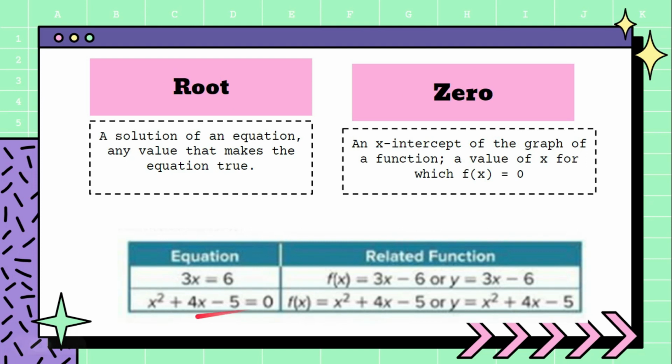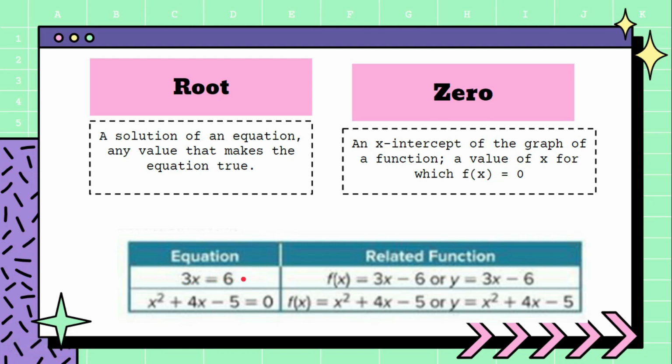The solution of an equation is called a root. It is any value that makes the equation true. Then 0 is an x-intercept of the graph of a function. So if we look down here, or if we take these as examples, we have that the root of the equation 3x equals 6 is 2.